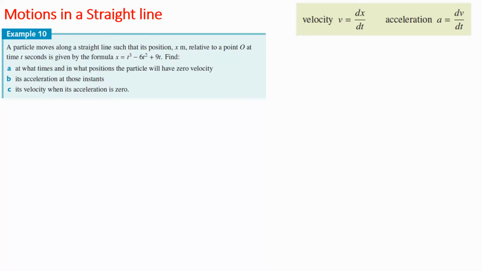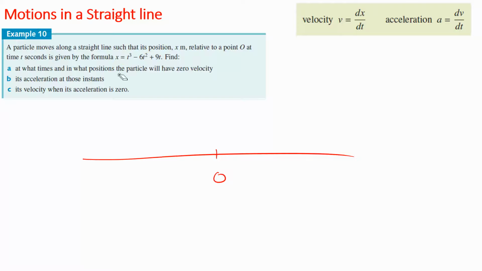Let's look at this example. A particle moves along a straight line such that its position, that's a key word there, position means displacement. So x represents your displacement relative to a point O, the origin, at time t seconds, is given by the formula. This is a displacement formula, to calculate the position where you've moved. As time increases, this will tell you which position you're at.